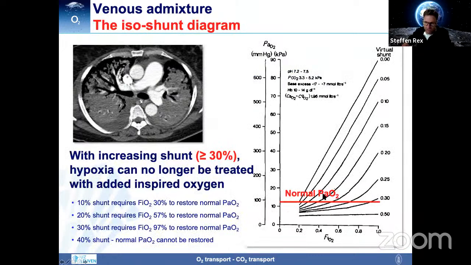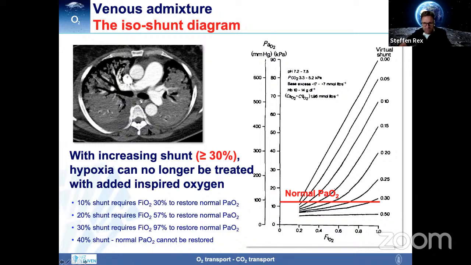Excuse me, my computer is crazy. So if you have, for example, a shunt fraction of 10%, then you need already 30% of oxygen to achieve the same PaO2 as if you were healthy. If you have a shunt of 20%, you already need 57% of FiO2 to restore normal PaO2. And if you have a shunt of 30%, you need an FiO2 of nearly 100%. And already at a shunt of 40%, a normal PaO2 cannot be restored.